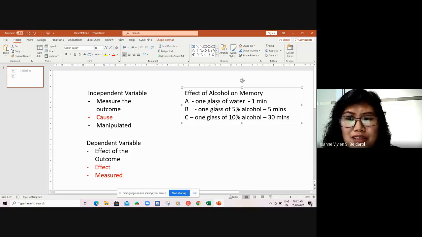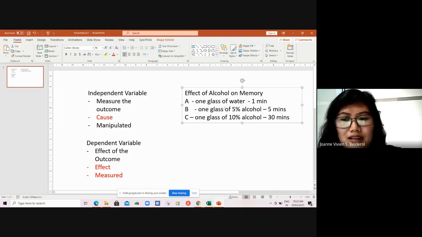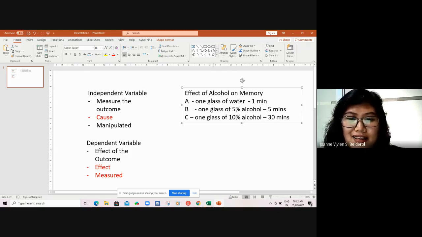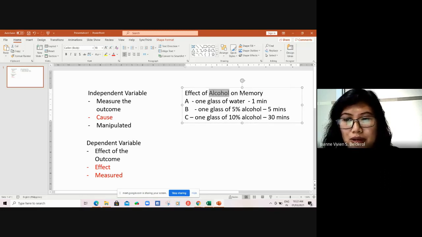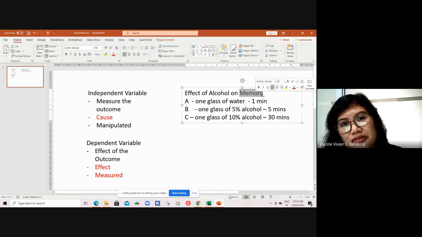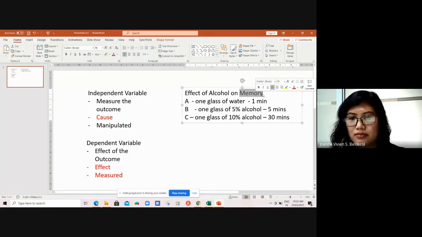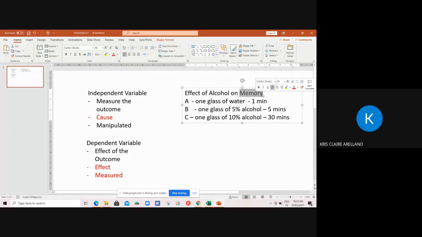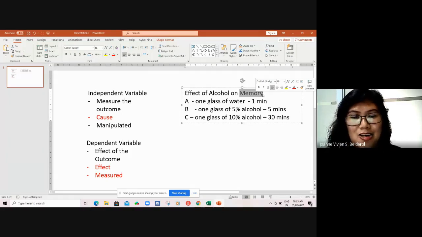Which one do you think is the independent variable and which one do you think is the dependent variable? Of course, there are only two culprits: either it's alcohol or memory. So which one do you think is the IV? Is it alcohol or memory? What do you think? You remember that the IV is the one being manipulated, the one you varied in the experiment. So which one did you vary here?